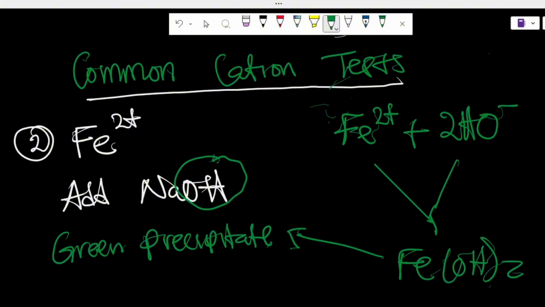Now, when this green precipitate is left like that on standing, it may turn to brown. So make sure you understand these principles. Because of iron hydroxide which is produced, you have a green precipitate, and on standing, that green precipitate may actually be turned to a brown precipitate.